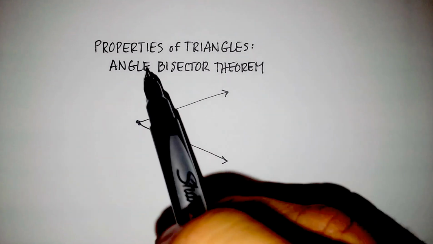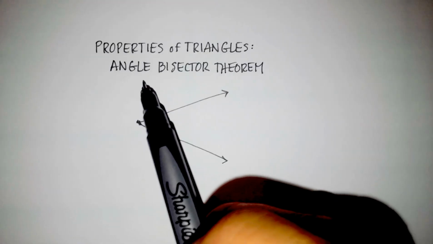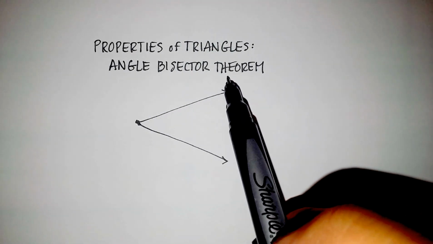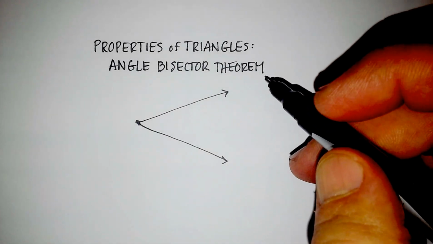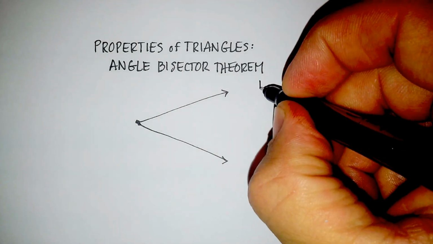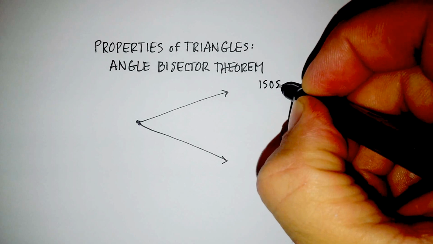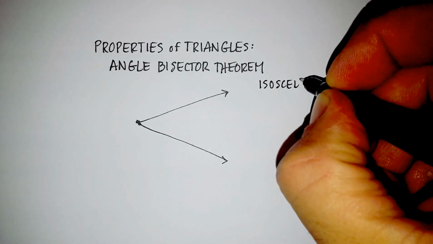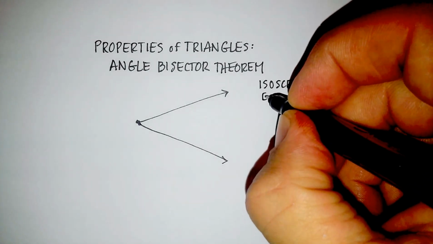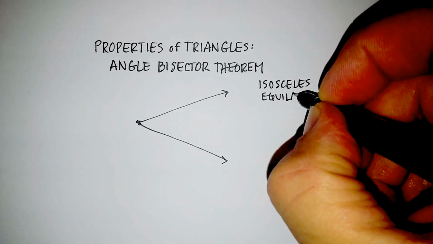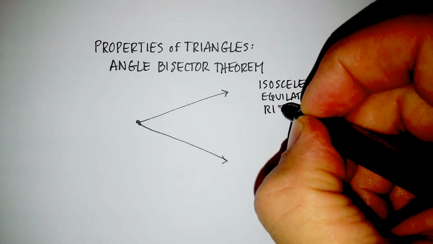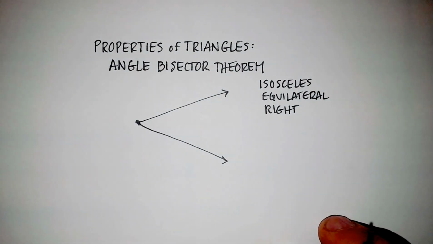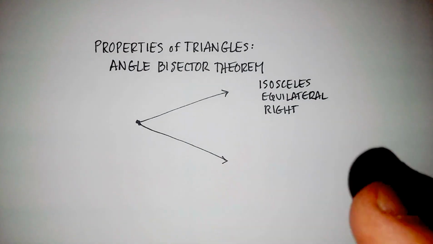Okay, in this video we're going to talk about another property of triangles, and that's called the Angle Bisector Theorem. And again, remember that these theorems work really well with isosceles, equilateral, and right triangles. Okay, so what does this particular theorem say?